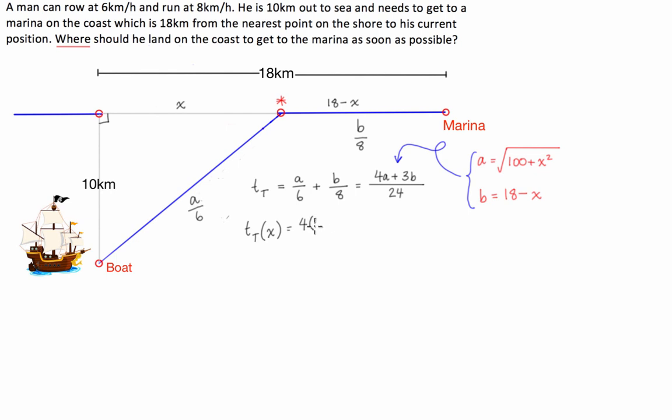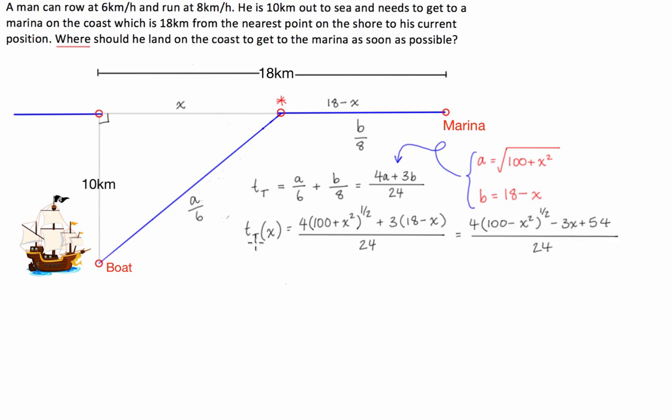So I'm going to have (100 + x²)^(1/2) + 3 × (18 − x), all divided by 24. Cool. Before we start to differentiate, I'm going to multiply out this bracket. So now we've got our total time function in terms of a single variable x. I'm going to differentiate the total time with respect to x and set it equal to 0. We're then going to solve it so we can find what the x values are for our turning points to this function.